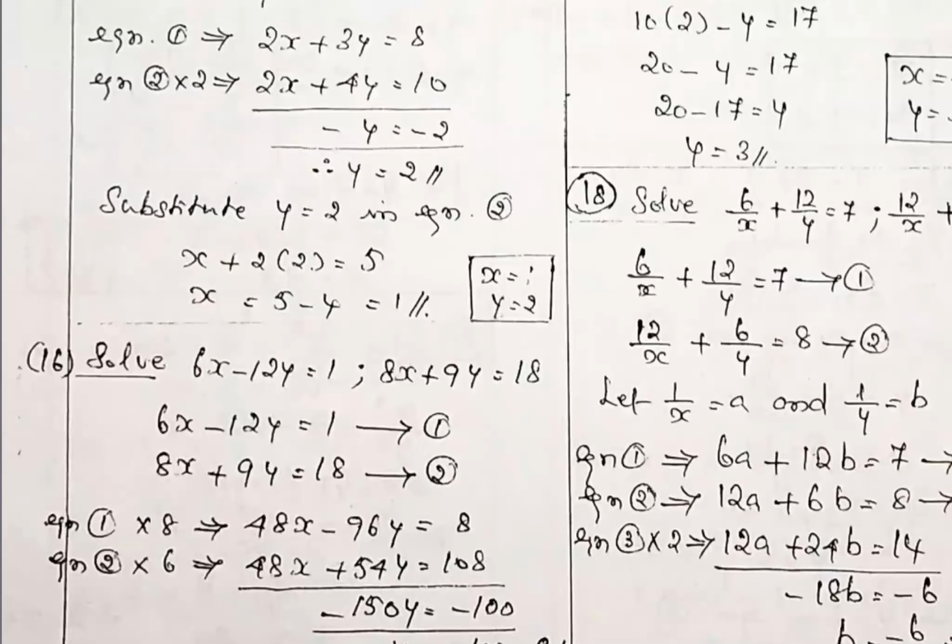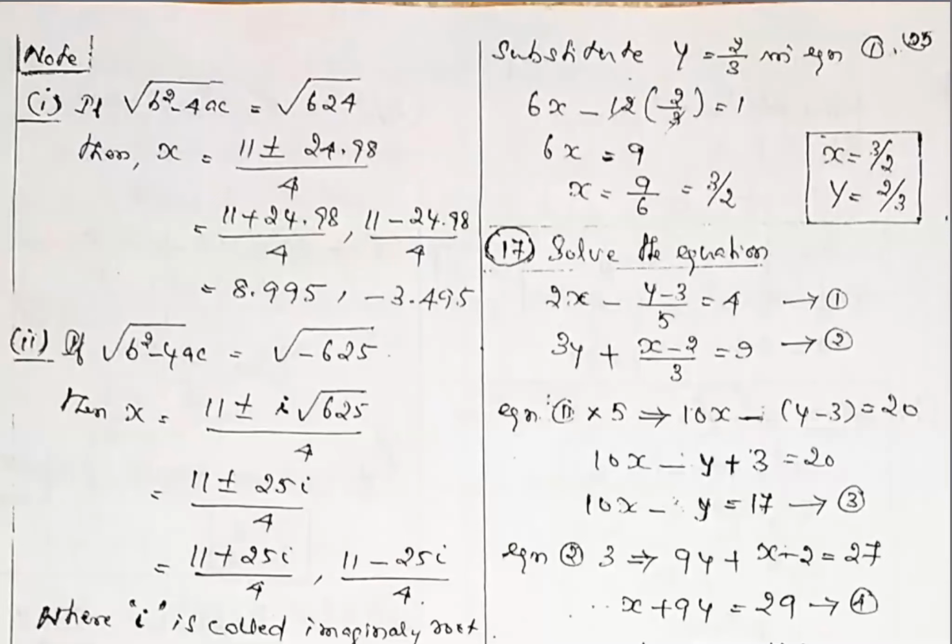Normal exam problem. Problem number 17. Only the starting, only the idea I am giving. Solve the equations: 2x minus (y minus 3) divided by 5 is equal to 4, and second equation (3y plus x minus 2) divided by 3 is equal to 9. Here the equation is not a normal equation. A normal equation means some x value plus some y value is equal to some constant. But here the denominators are confusing.